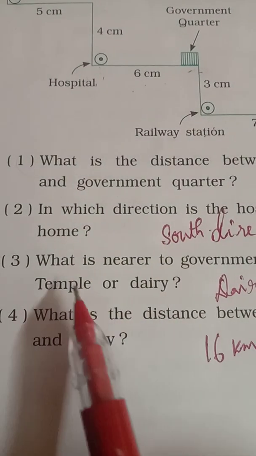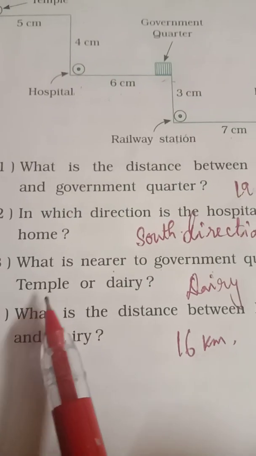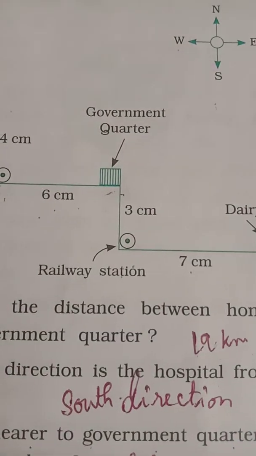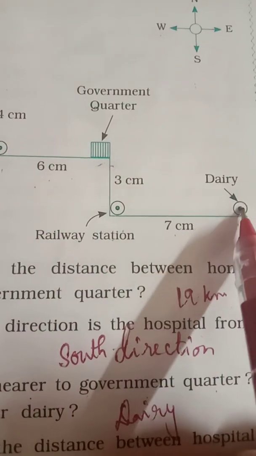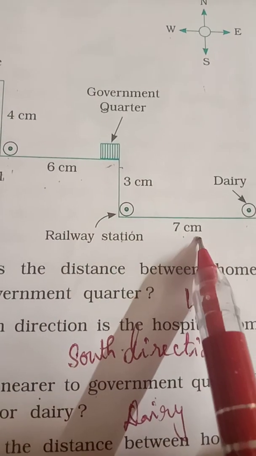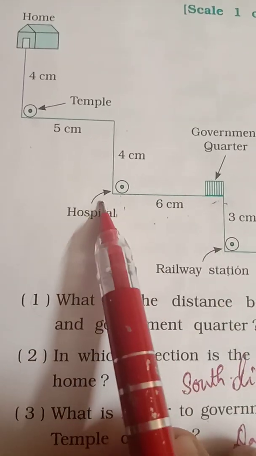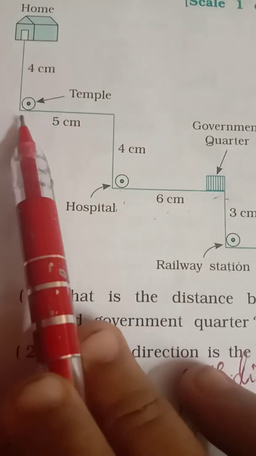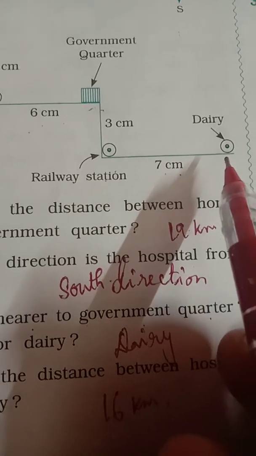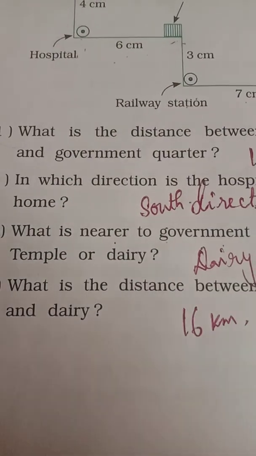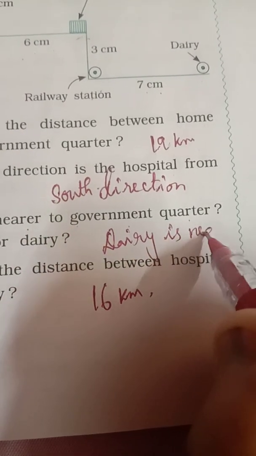Next question. What is nearer to the government quarter? Temple or dairy? See, this is government quarter. Government quarter to dairy, that is 3 plus 7, that is 10 kilometer. Whereas government quarter to temple, that is 6 plus 4, 10, 10 plus 5, 15 kilometer. So 15 kilometer is bigger, whereas 10 kilometer is less. So the dairy is nearby.